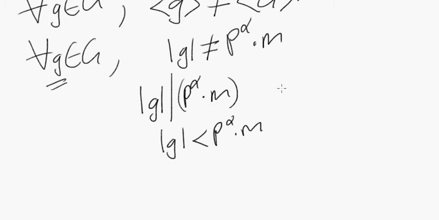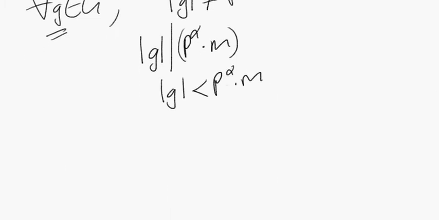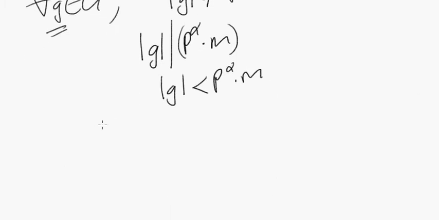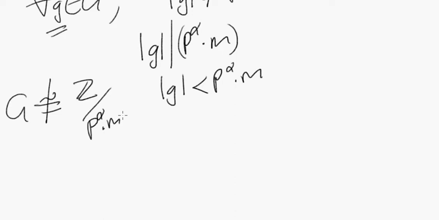Okay, so what else can we say about a group that is not cyclic? There seem to be some pretty obvious things. Like if G is not cyclic, then can we say that G is not isomorphic to Z mod p to the alpha times m Z? Not isomorphic to it. Okay.